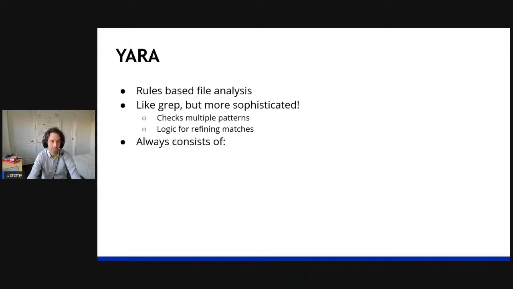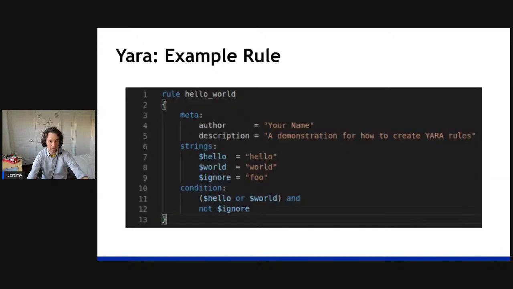So the first thing you need to know is that a Yara rule always consists of the following three things. It consists of a rule name, a string or a pattern, and then conditions or the logic for the program. So those are the three things. We're going to see an example of what one of these files looks like. So here is an example rule for Yara. This is the standard template. This is what they all look like.